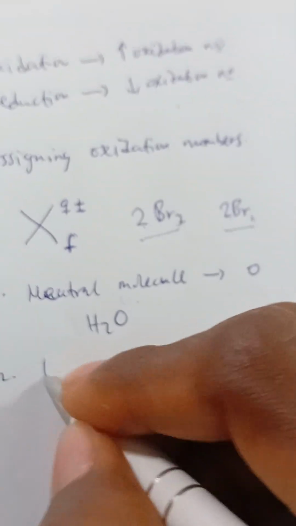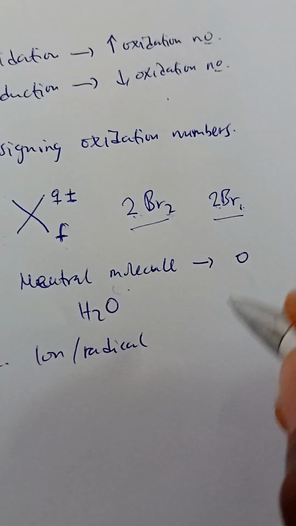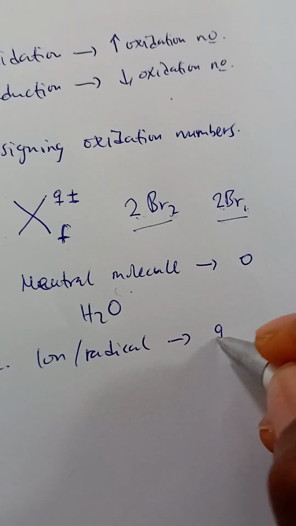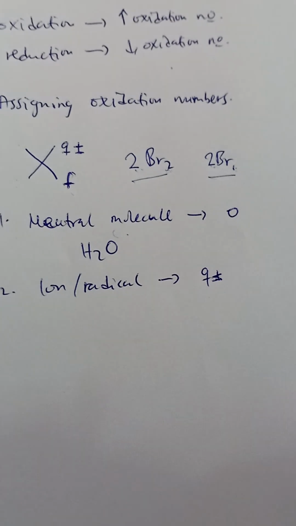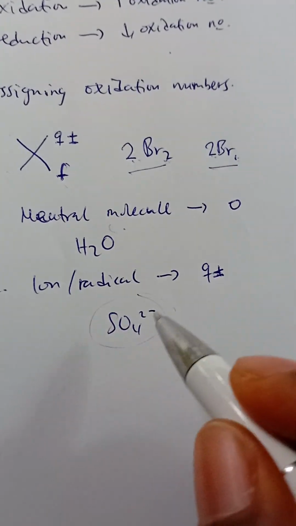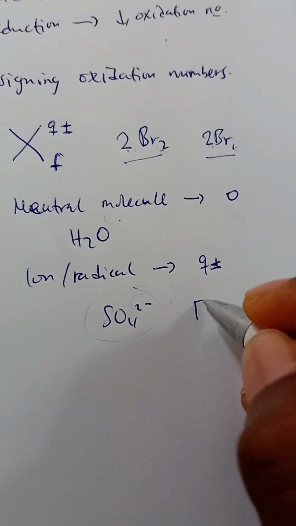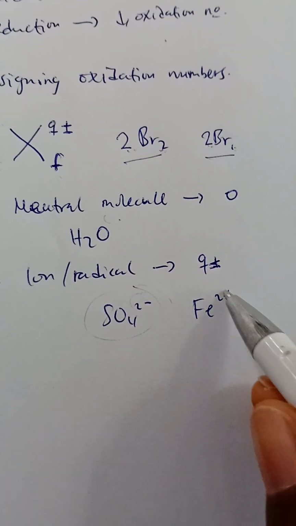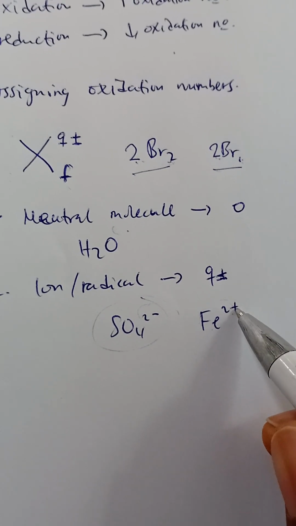If you have an ion or radical, then the oxidation number is going to be the charge of that ion or the radical. So if you have SO4 2 minus, the total oxidation number is called what? Negative 2. If you have Fe2 plus, the total oxidation number is what? Positive 2. So take note of that.